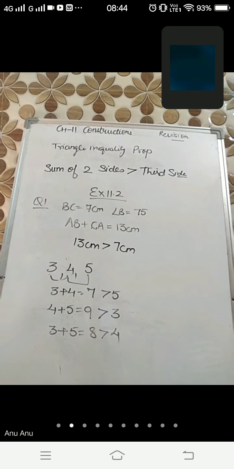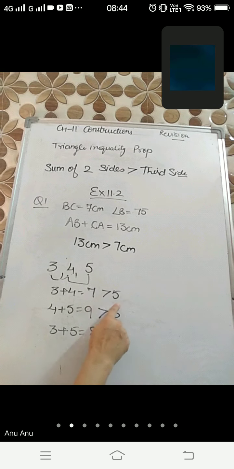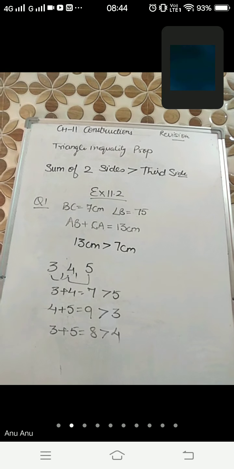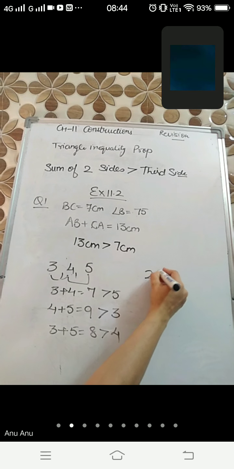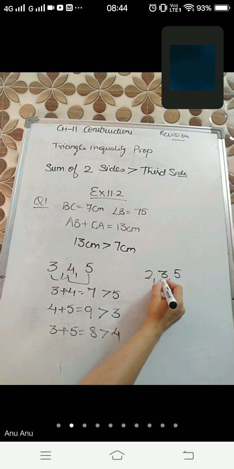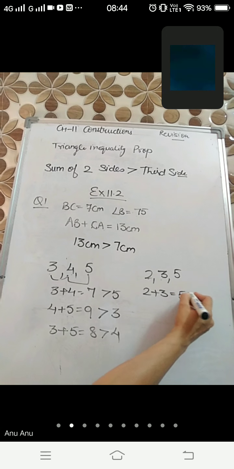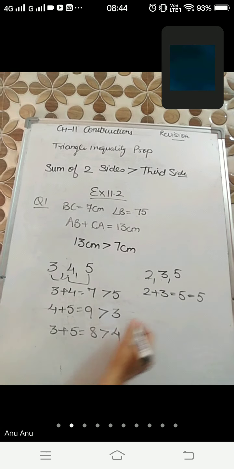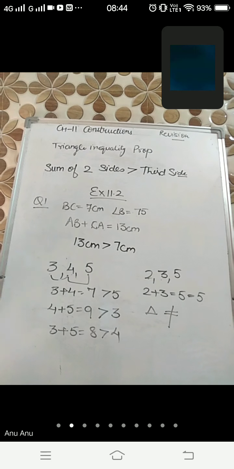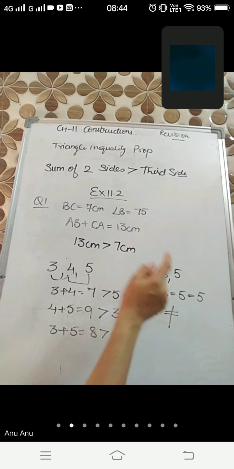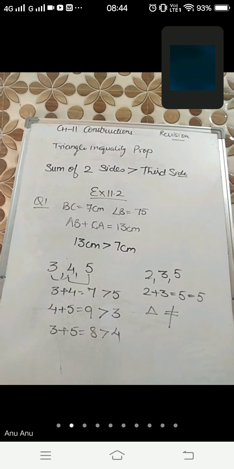And please listen to one thing carefully: the sum of two sides should be strictly greater than the third side. It should not be equal. Let me write an example: 2, 3, 5. The sum of two sides, 2 plus 3, is 5, which is equal to the third side, that means the triangle is not possible. So for a triangle, the sum of two sides must be greater than the third side. It should not be equal. It should not be less. Then the triangle is not possible.